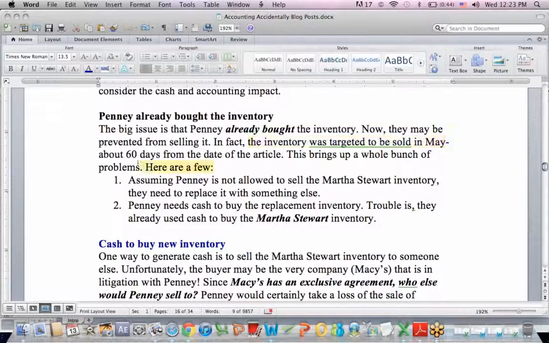If Penney is not allowed to sell the Martha Stewart inventory, they need to replace it with something else. They need to sell something. They need cash to buy the replacement inventory, and the trouble is they've already used cash to buy the Martha Stewart inventory, which they now, it's a good likelihood, can't sell due to this legal issue.